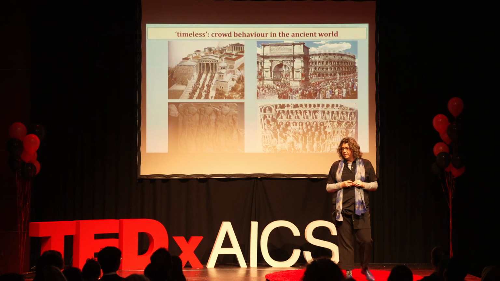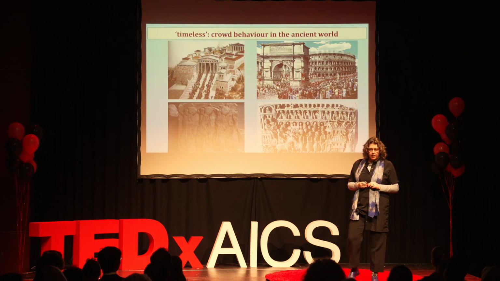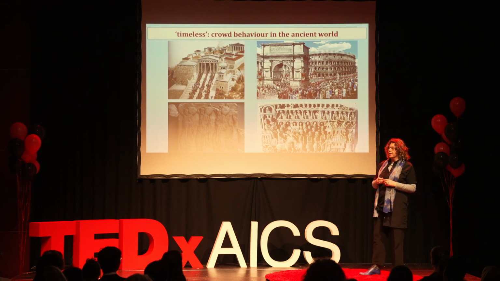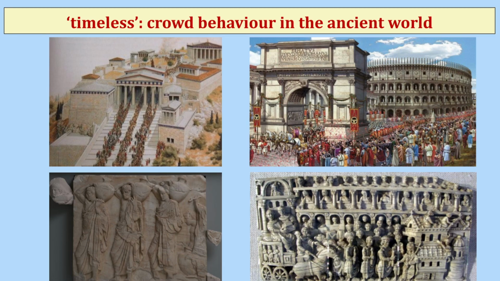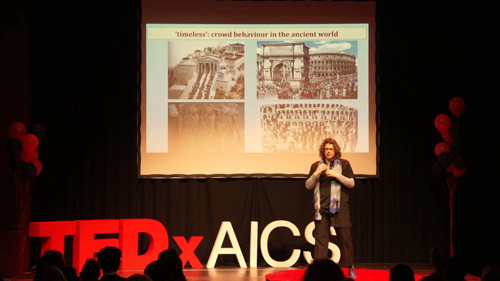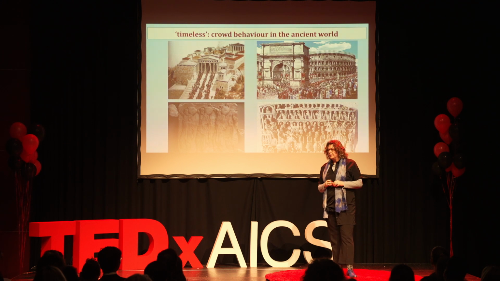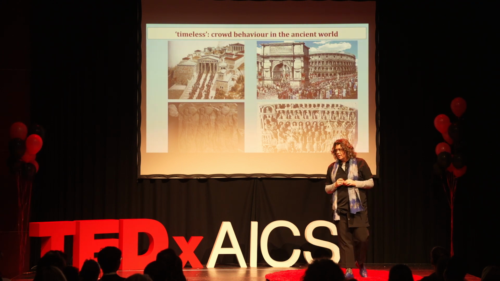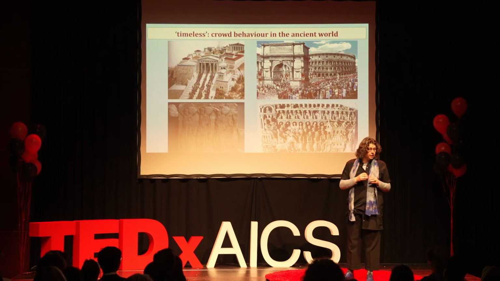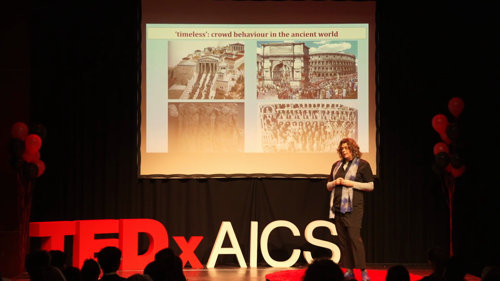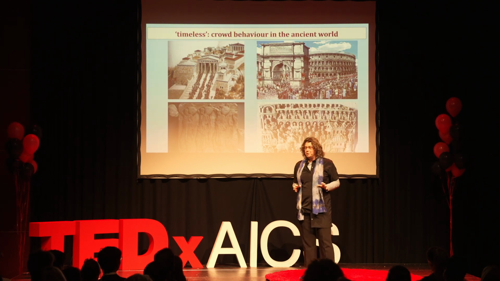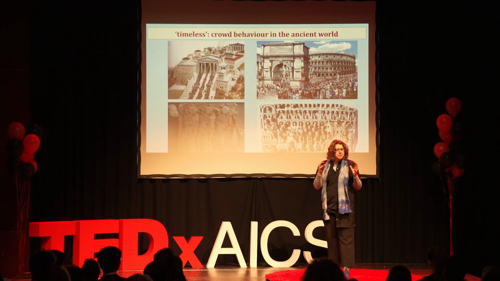I study crowd behavior in the ancient world. What does that mean? And you see here on the slide a few illustrations, either modern reconstructions or actually objects from the ancient world that somehow show you a scene in which larger groups of people appear. I've studied the behavior of people in the arena, for instance. Only 2 weeks ago I was at the Colosseum in Rome, and I thought, oh yeah, this is what I study. How do people come together?